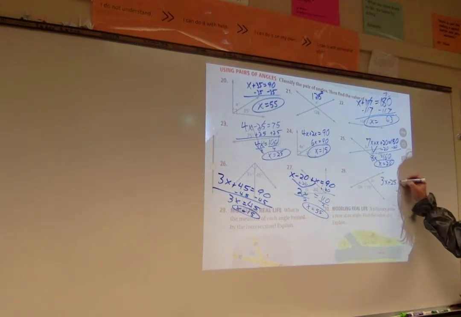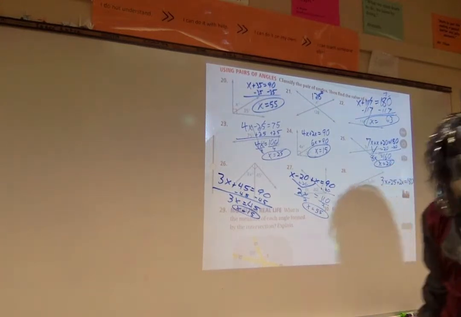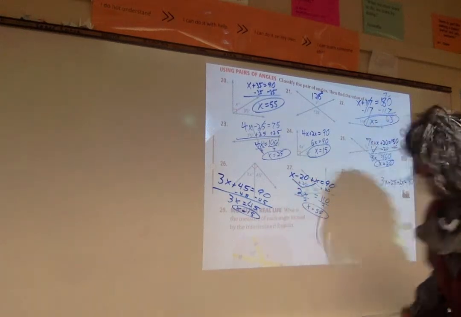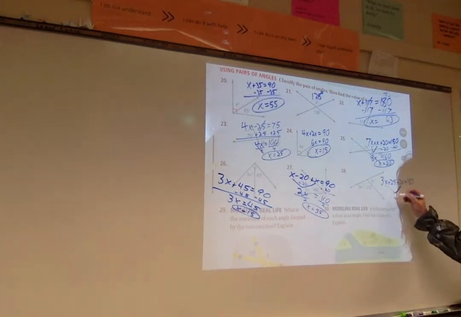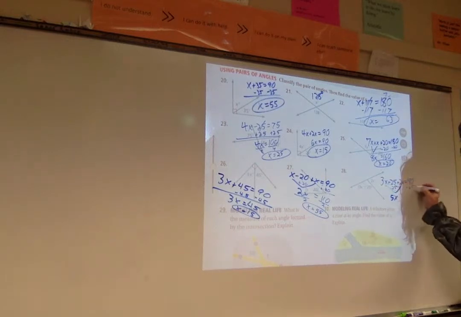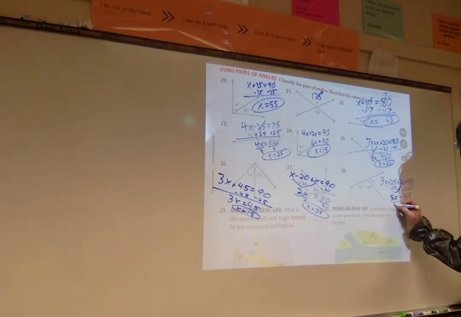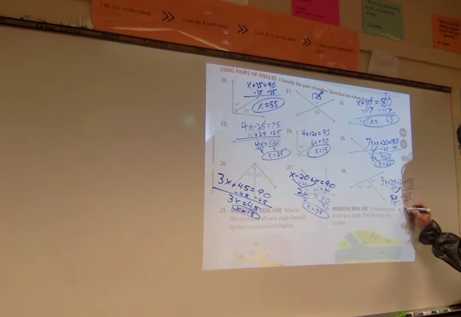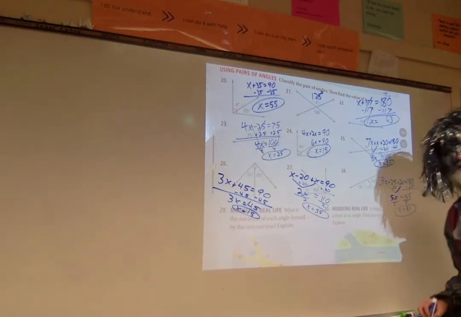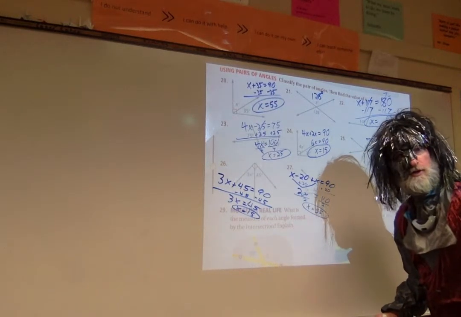Number 28, supplementary angles. 3x plus 25 plus 2x has to equal 180. Can you see that? Zoom it in if you can. 3x and 2x make a 5x. If I subtract 25 from both sides, that should give me 155, which divided by 5 proves x is equal to 31. That's right, it's 31.